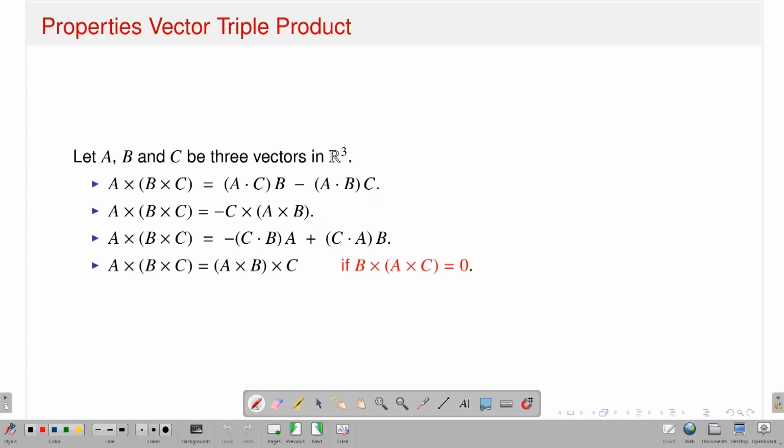This vector triple product becomes commutative provided B cross A, this cross product of B with A cross C, is equal to 0. Only in this case are these two quantities equal, that is, the cross product of A with B cross C is equal to the cross product of A cross B with the vector C.